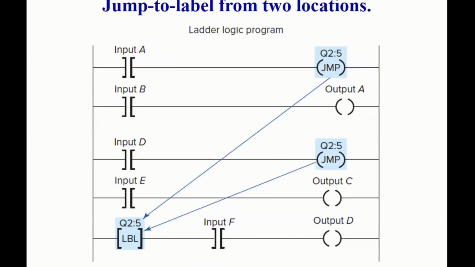Jump to label from 2 locations. You actually can have the jump instruction, and you can have it jump from various locations. In this case, input A and input D are the triggers for the jump instruction. It means that either trigger, input A or D, will trigger the jump instruction that will take over to the label instruction, right? And so you could have the same jump instructions in multiple rungs enabled by different triggers.